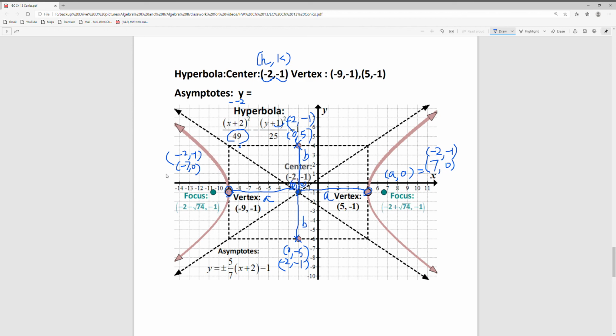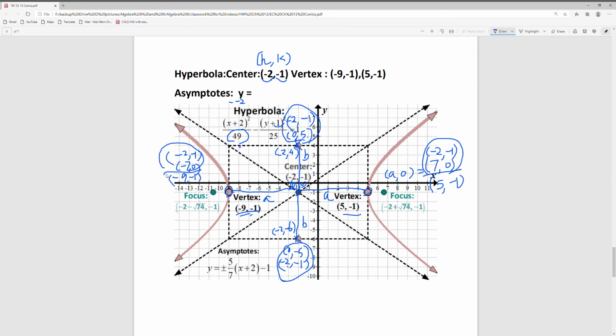Okay? So you have 5, -1. And this one, adding together, you have -9, -1. And this one you have 2, 4. And this -2, -6. Right?